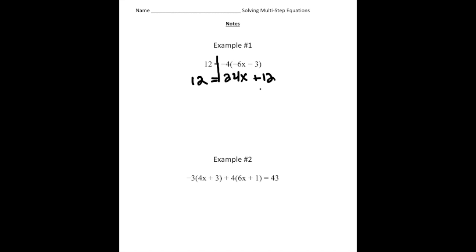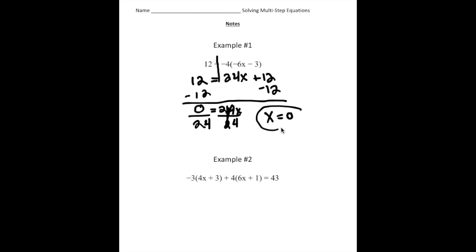So remember, let's get rid of the constant first. So take away 12 from both sides. So now we have 0 on this side equals 24x. And now we need to divide both sides by 24. And which means these cancel out. So x is going to equal 0. And there's our solution, okay? And again, if we take our answer, plug it back in, you notice that this side would equal 12, as well as the other side equals 12.